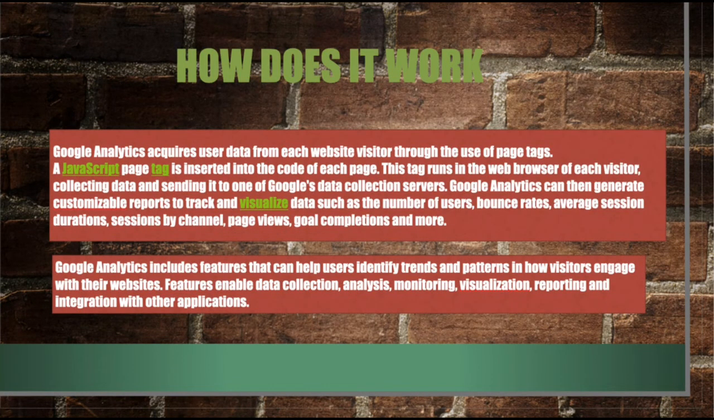Now let's see how it works. Google Analytics acquires user data from each website visitor through the use of page tags. A JavaScript page tag is inserted into the code of each page. This tag runs in the web browser of each visitor, collecting data and sending it to one of Google's data collection servers. Google Analytics can then generate customizable reports to track and visualize data such as the number of users, bounce rates, average session durations, sessions by channel, page views, goal completions, and more.